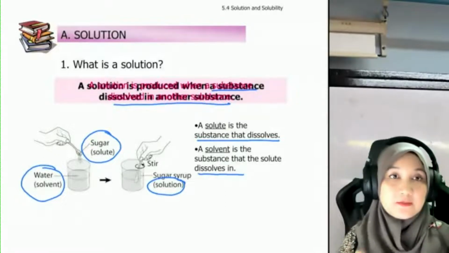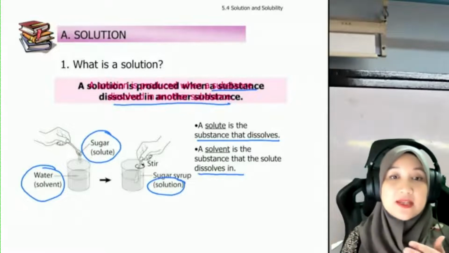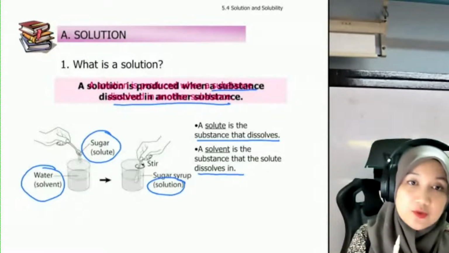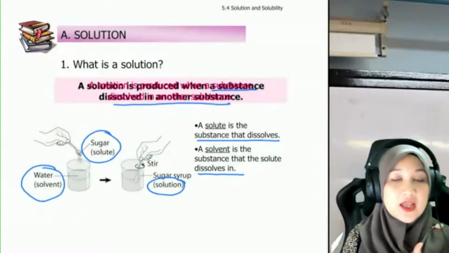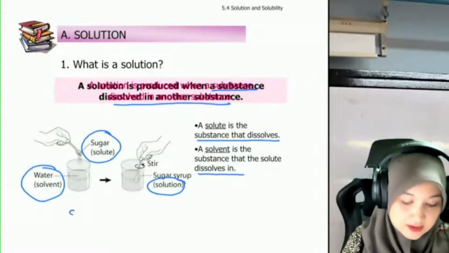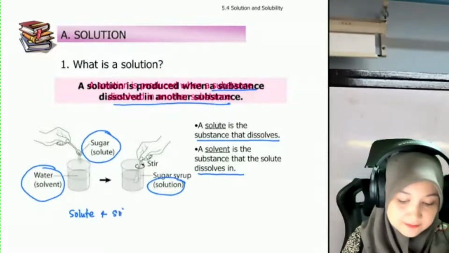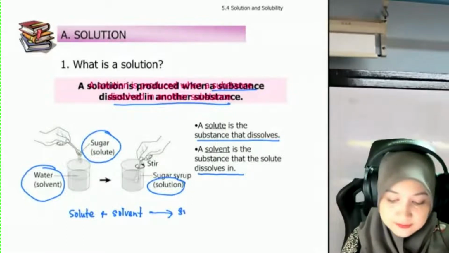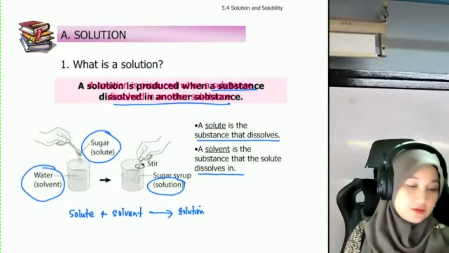Please make sure that you know the definition of solute, the definition of solvent, and the definition of solution. So solute plus solvent equals solution.